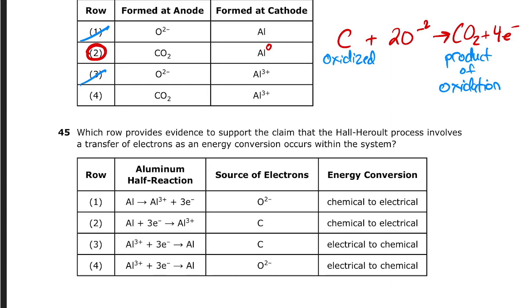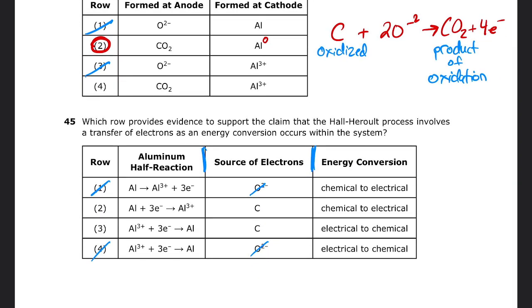Question 45 says, which row provides evidence to support the claim that the Hall-Héroult process involves a transfer of electrons as an energy conversion occurs within the system? So we have a redox reaction, which we know is just a transfer of electrons from something that's oxidized to something that's going to be reduced. The passage states that carbon is oxidized. So if carbon is oxidized, that means carbon will be the source of electrons. So if we're looking at this criteria here, source of electrons, it can't be oxygen -2. So we're going to get rid of rows 1 and 4.